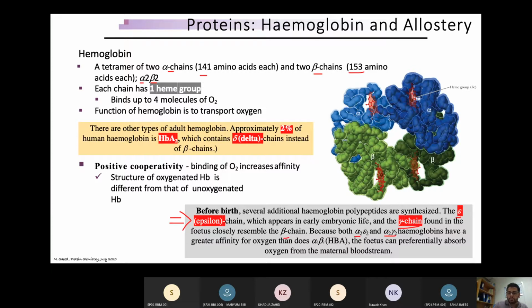Both of these hemoglobins, present in embryonic life, have a better affinity to bind oxygen. That means the fetus in the mother's body has a better chance to get oxygen from maternal blood. This is so because the fetus does not have functioning lungs, which are where oxygen is concentrated.